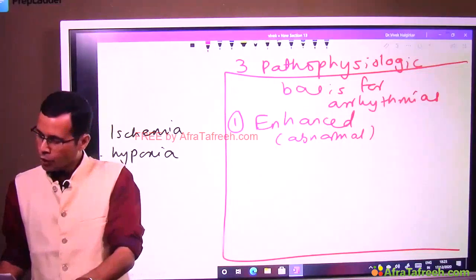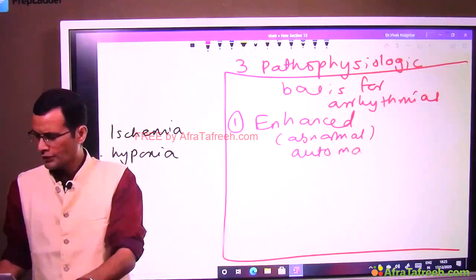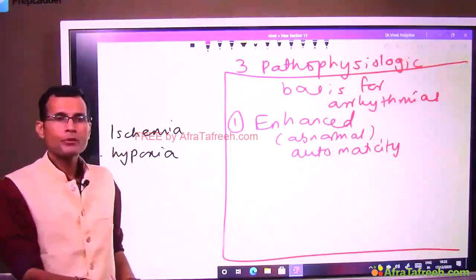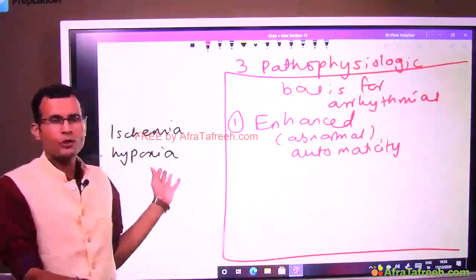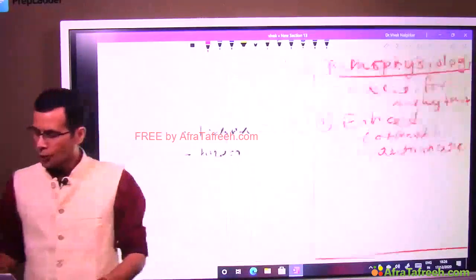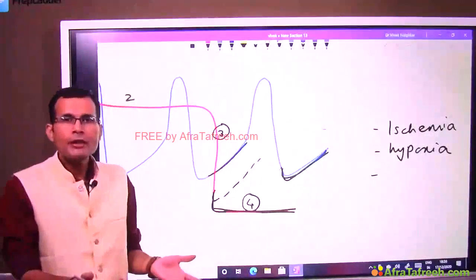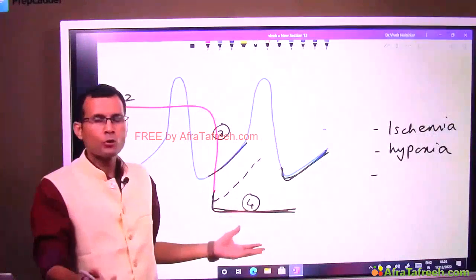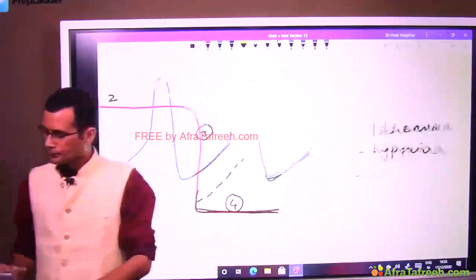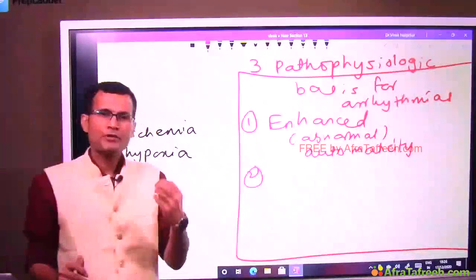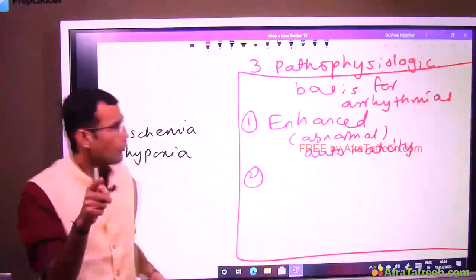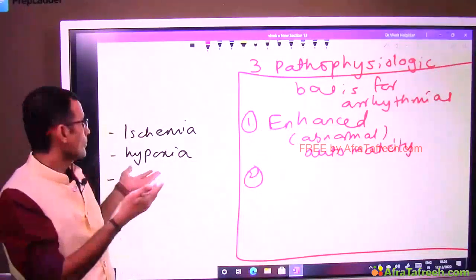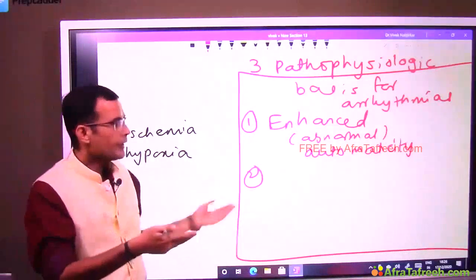Enhanced and in fact abnormal automaticity, which we saw just now, that the Purkinje fiber got enhanced automaticity, which was abnormal. It was not supposed to have that slope in phase 4, but it got it, and Purkinje fiber became automatic. SA node is generating impulses. There were multiple auto excitations. So arrhythmia. Second one, and I told you this type of arrhythmia is caused by what? Ischemia, hypoxia, all that can lead to this.